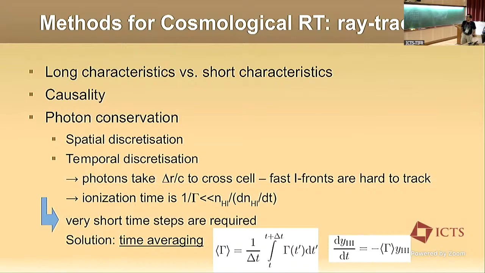And the photoionization time is 1 over the photoionization rate, which is given by this kind of expression. So this is the number of neutral atoms divided by how quickly they change. So that's the time scale for the ionization of the cell. Why is this a time scale? Do I need to explain, or is it obvious?